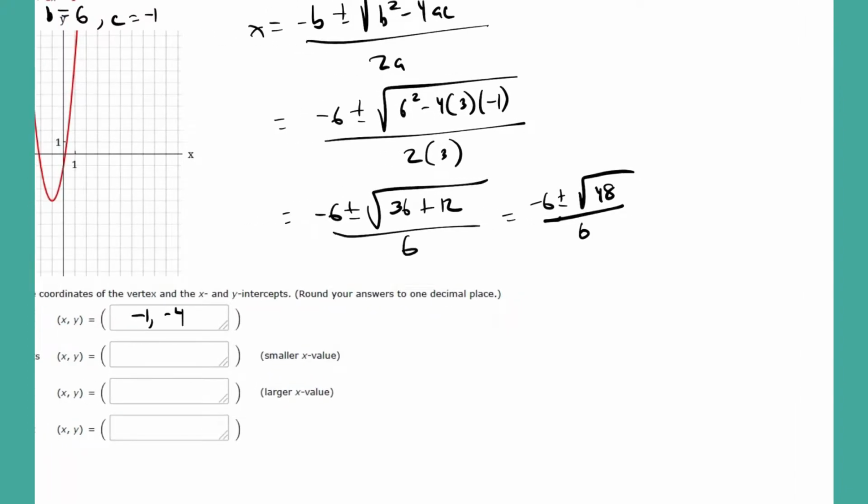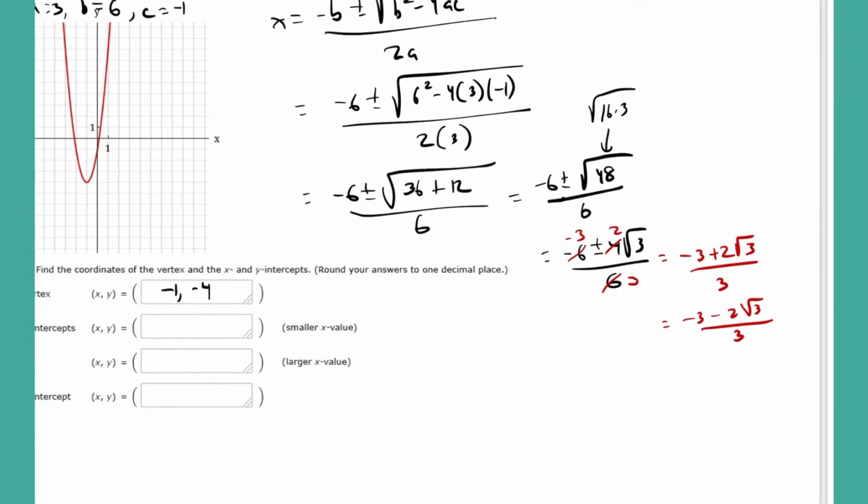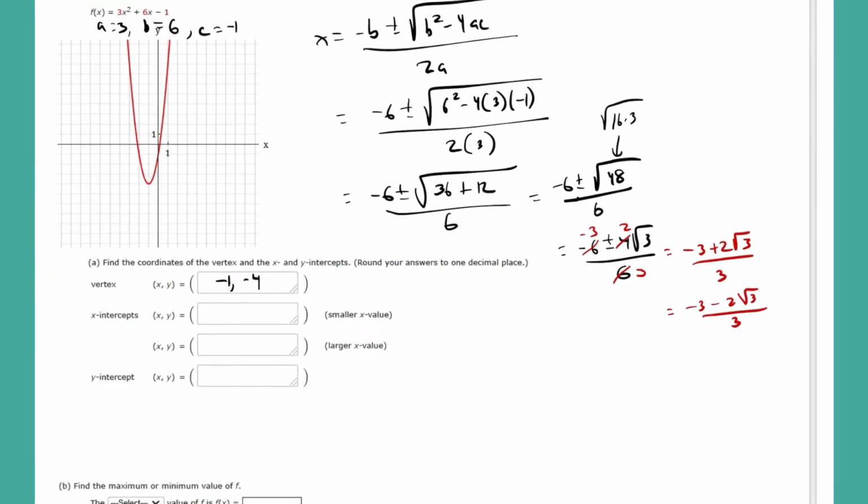So let's see, we are going to get radicals here, irrational zeros. The square root of 48 is the square root of 16 times 3, which is 4 radical 3. All right, and then we can simplify by a factor of 2. 2 goes into 4 twice, 2 goes into negative 6 negative 3 times, and 2 goes into 6 3 times. So our final answer would be negative 3 plus 2 radical 3 over 3, and the minus version as well. All right, so those are the two x-intercepts.